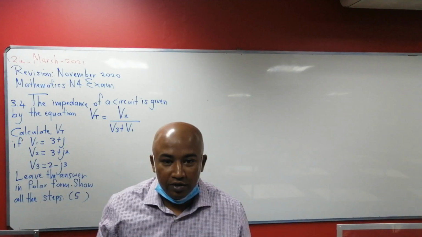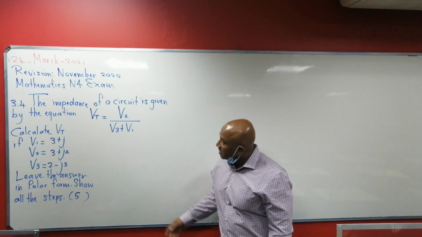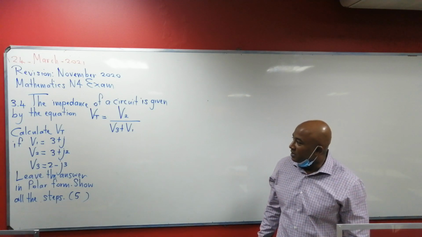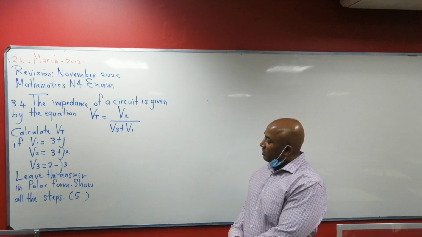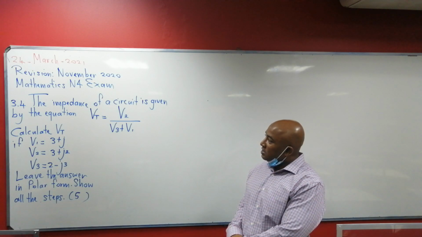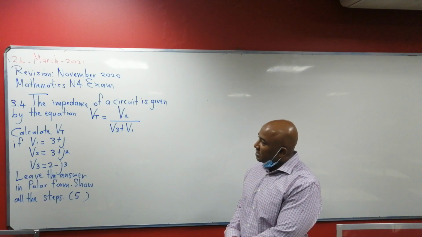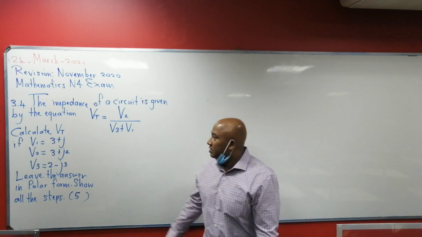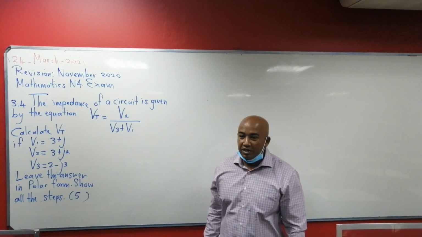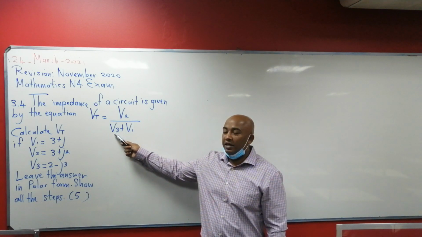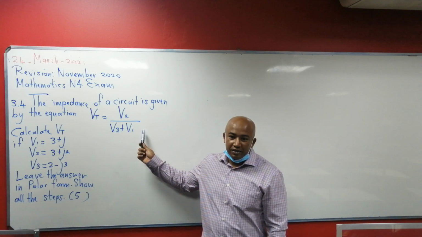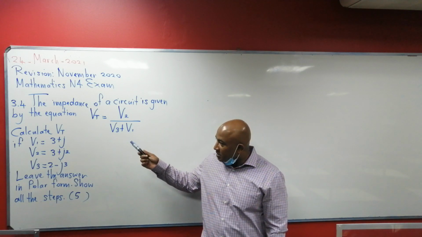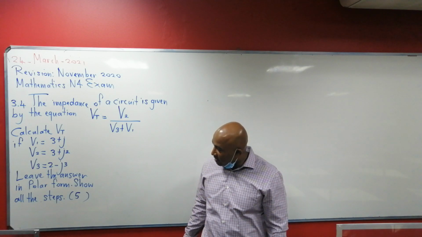We continue with 3.4. So this is complex numbers. So let's have a look. It's 5 marks. The impedance of a circuit is given by the equation. So Vt, that's probably total voltage, is equal to V2 divided by V3 plus V1. Okay. So calculate the total Vt.